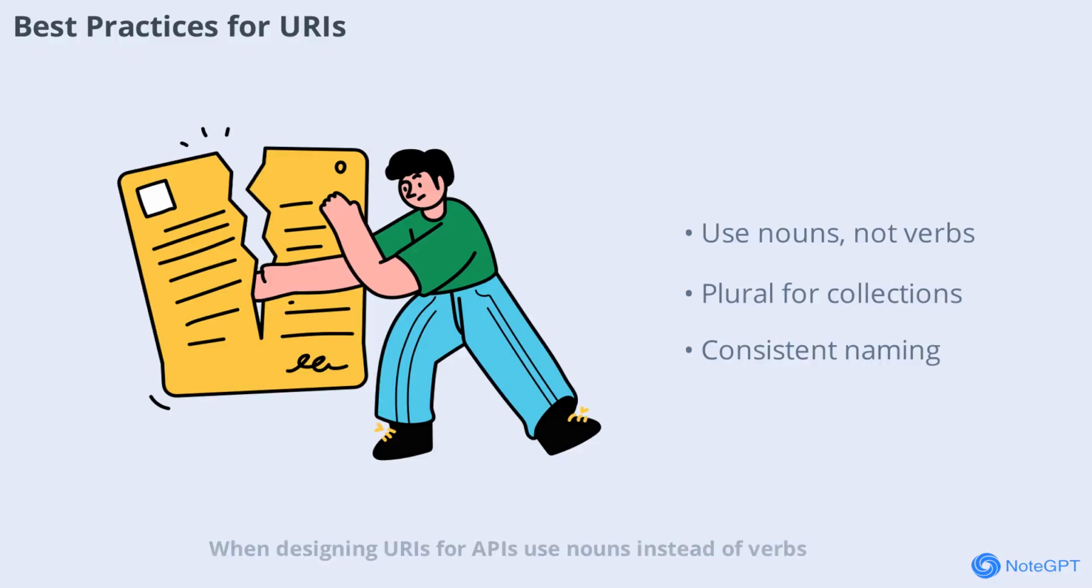When designing URIs for APIs, use nouns instead of verbs, prefer plural nouns for collections, and represent relationships hierarchically. Use lowercase letters and hyphens for readability, and maintain consistent naming throughout your API. These practices make APIs intuitive and easy to use.